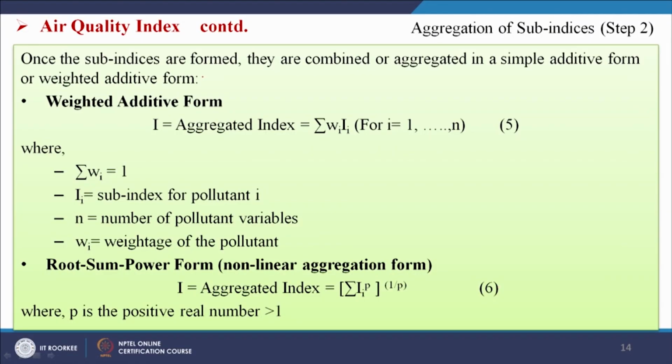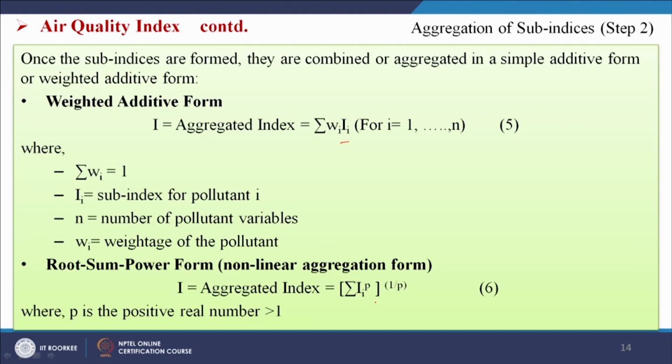Individual or sub indices we can determine, and then we will do the aggregation of the sub indices, and this can be done in different ways. Once the sub indices are formed, they are combined or aggregated in a simple additive form or weighted additive form, like I equal to the aggregated index, the sum of Wi Ii, where the sum of Wi is equal to 1, Ii is the sub index for pollutant i, and Wi is the weightage of the pollutant. This weightage can be given by brainstorming involving experts in this area. Then there is the root power form, that is a nonlinear form, where the aggregated index I is equal to the sum of Ii to the power p, and the whole to the power 1 by p, where p is a positive real number.